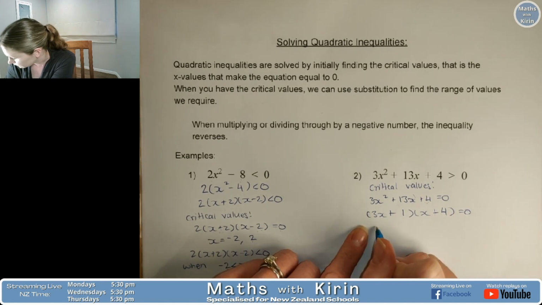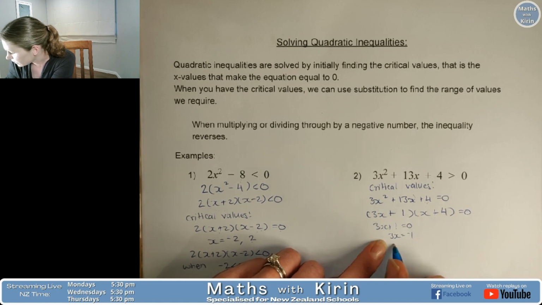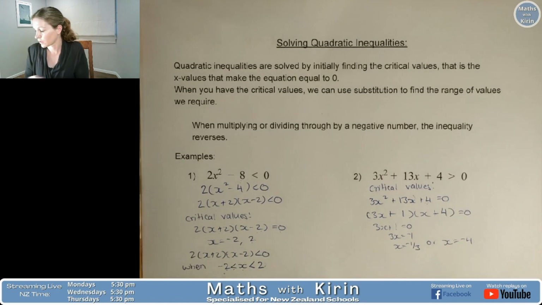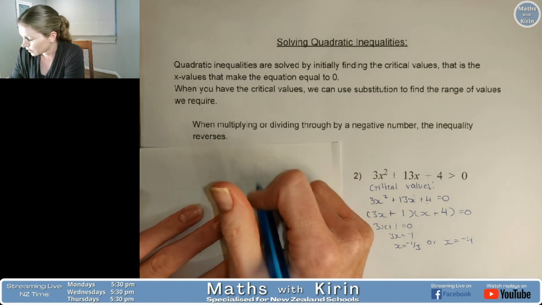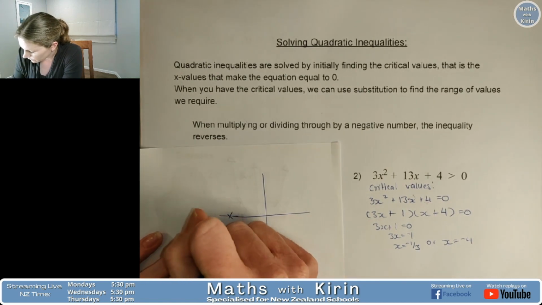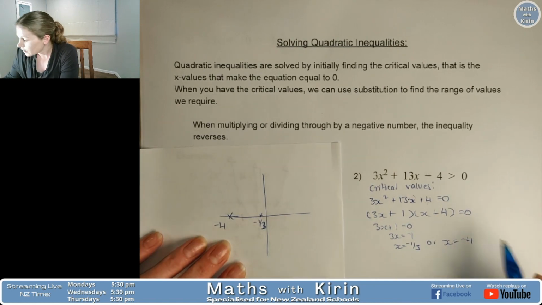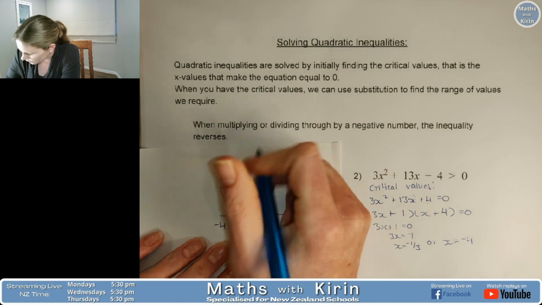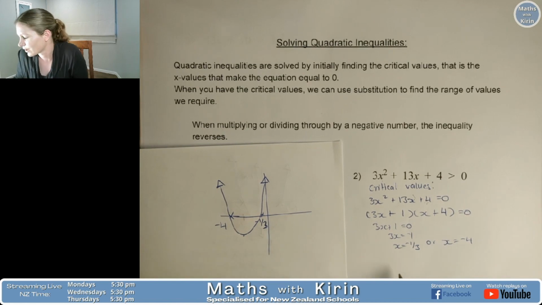So our critical values happen when 3x plus 1 is equal to 0, 3x is negative 1, which means x is negative 1 over 3, or x is equal to negative 4. Okay, so we have our two critical values. Again, if we have our little parabola sketch, we've got negative 4 and negative 1/3. Oops, that's a really terrible 3. Positive 3x squared means that we have our parabola going this direction. Quick sketch, it doesn't matter how far down you write that, it's just to see what's going on.